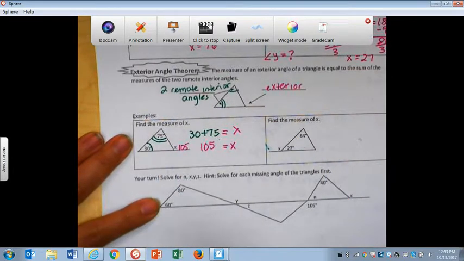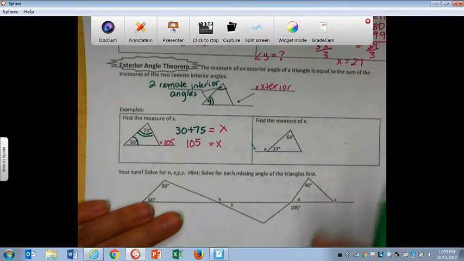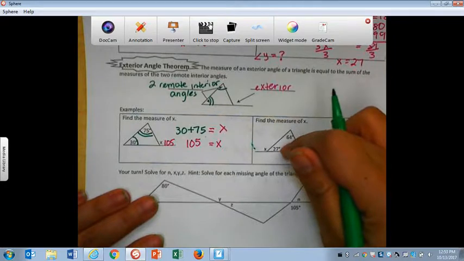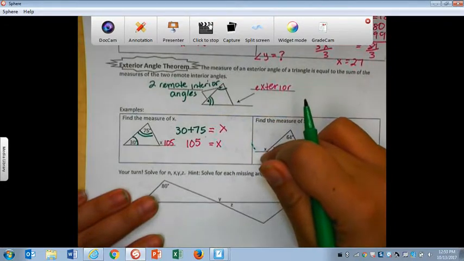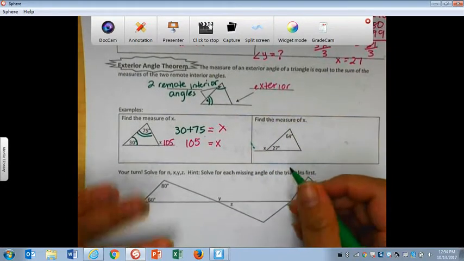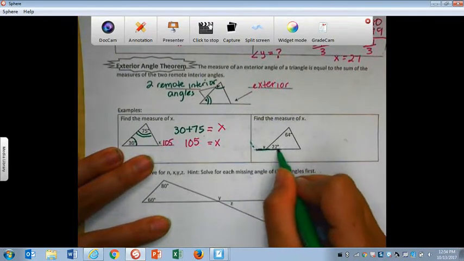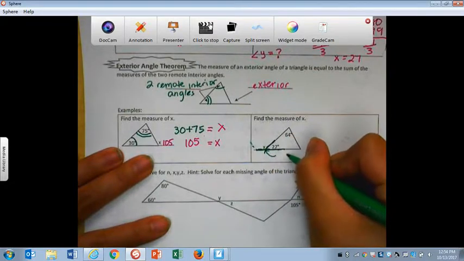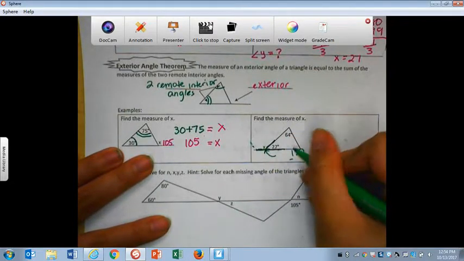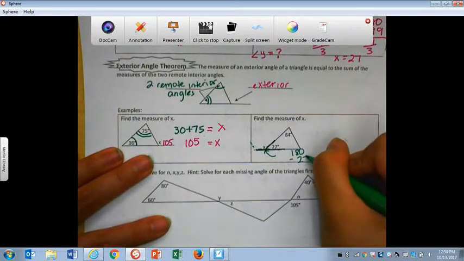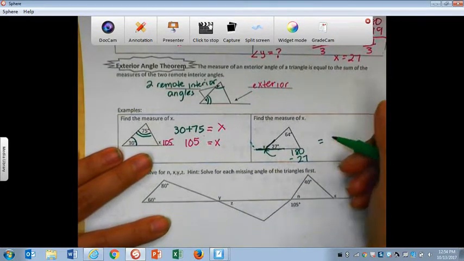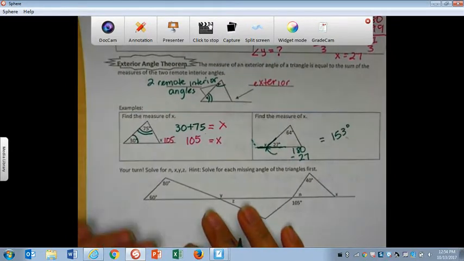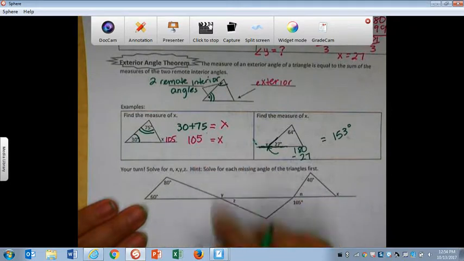All right. Now for this one, to me, is a little bit easier. This is not a remote one because it's close to the exterior angle. This one you simply would remember that, look at this, you've got a linear pair there, right? So you've got 180 minus 27, okay, what will that give you? 153 degrees, okay? So again, notice the difference between the two examples.